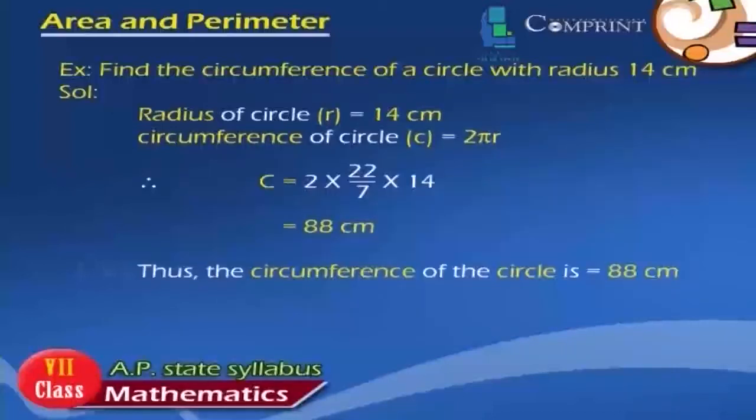Solution. Radius of circle r is equal to 14 centimeters. Circumference of circle C is equal to 2 pi r. Therefore, C is equal to 2 into 22 by 7 into 14 is equal to 88 centimeters. Thus, the circumference of the circle is 88 centimeters.